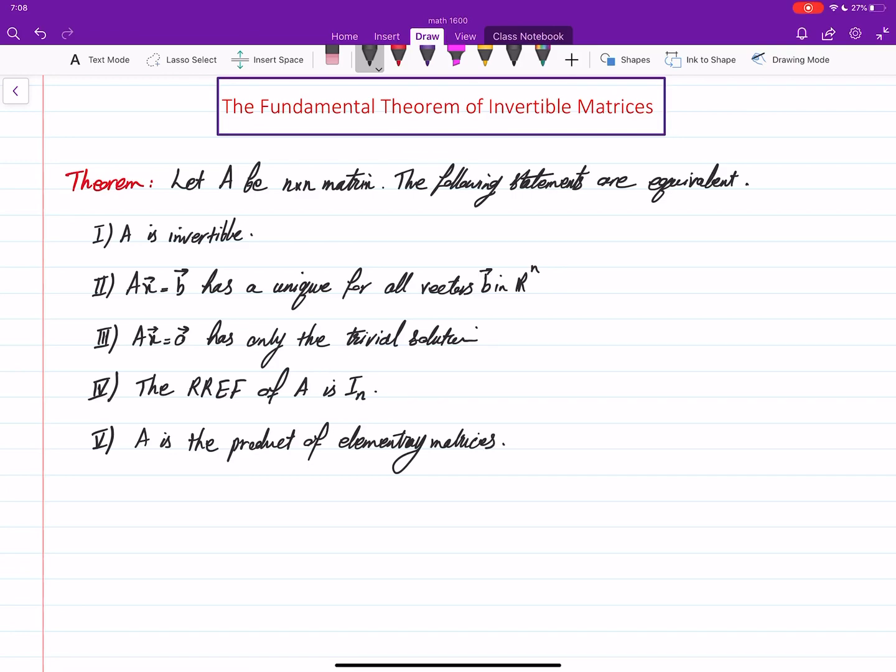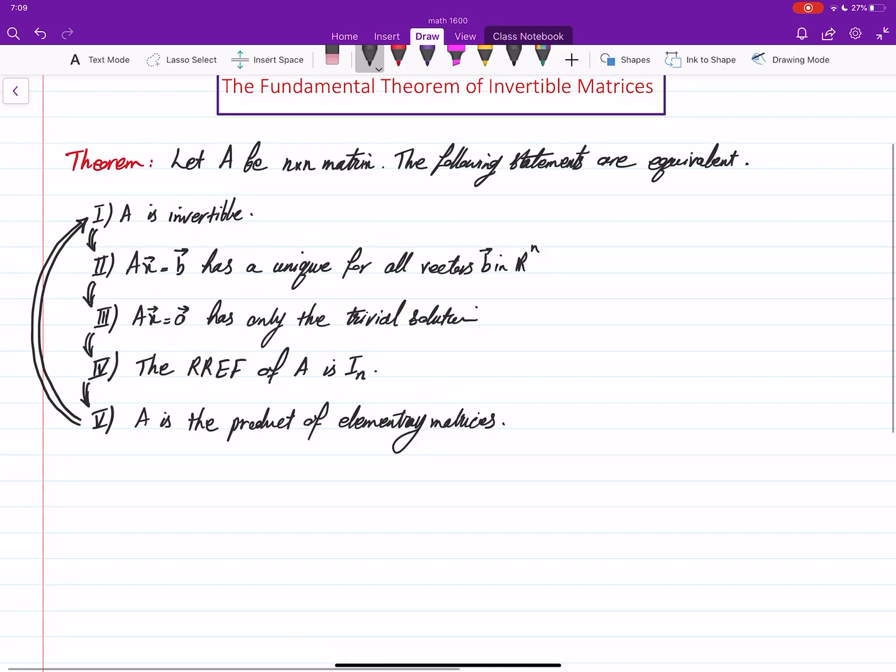First of all, you notice that the nature of each statement is different, and that's why it is important for us. And the way we will prove it, we go from the first one to the second one. We show that the second one implies the third one, the third implies the fourth one, and the fourth one implies the fifth one. And then we can conclude the first one from the fifth one. Okay, so let's just do the proof.